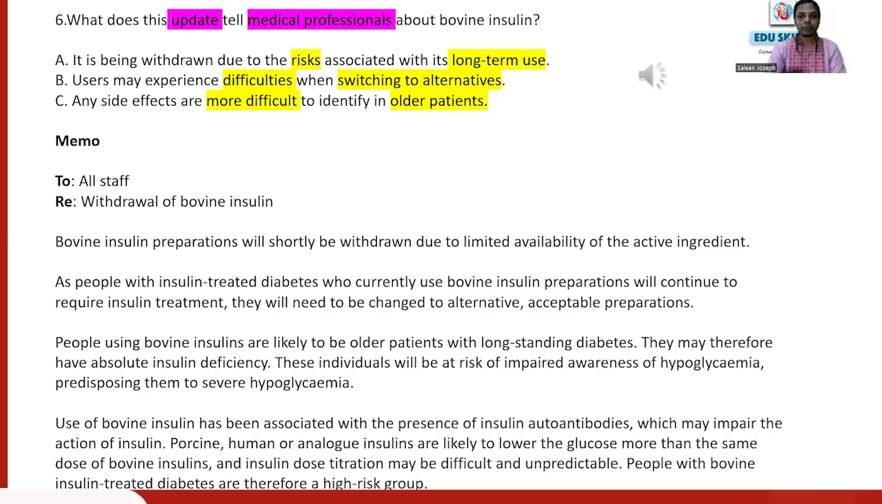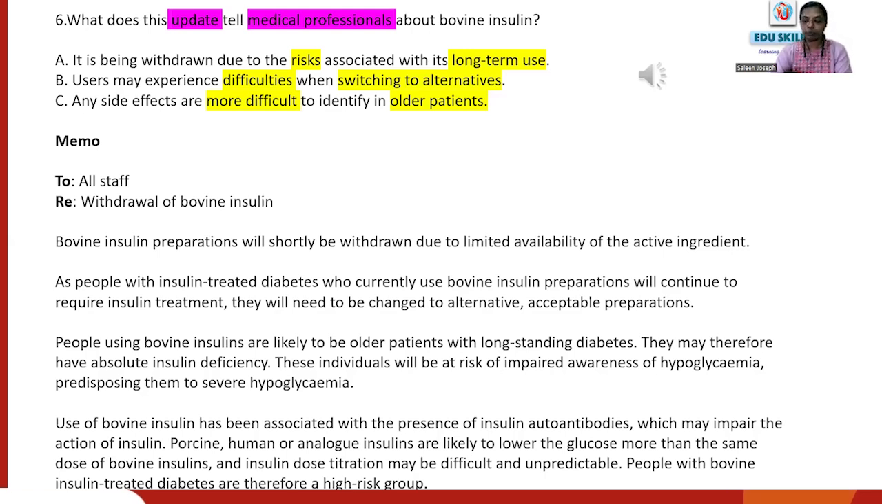And option C, any side effects are more difficult to identify in older patients. So, okay, the hedging words and keywords: option A is risk associated with long-term use, or whether the users may experience difficulties when switching to alternatives, or whether any side effects are more difficult to identify in older patients. Any side effects which are difficult to identify in older patients.